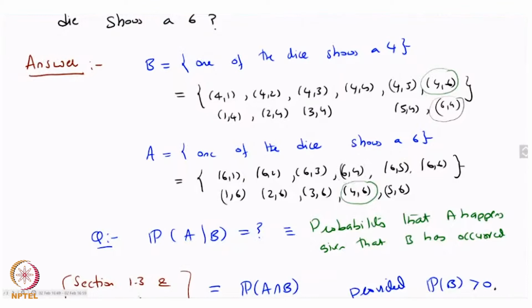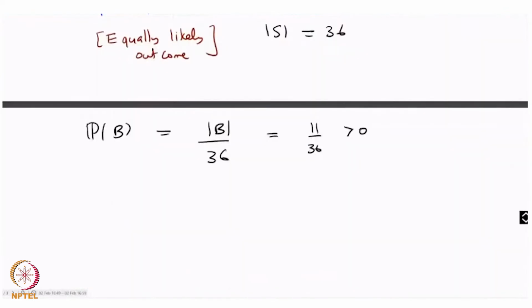Let me undo these changes so the notes are clear. Let me erase this and write 6, 4. So now the first thing I know is that A and B we discovered was the set 4, 6 and 6, 4.